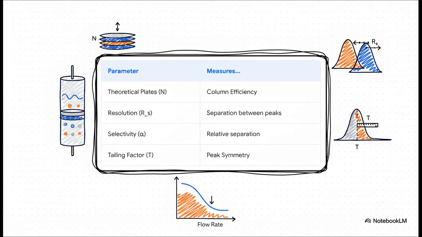And look, right at the top of the list is N, the number of theoretical plates, which comes straight from plate theory. But to get the whole story, we also look at things like resolution. How well separated are our peaks, really? And tailing factor, which tells us if our peaks are nice and symmetrical. All of these together give us a complete picture of how good our separation really is.